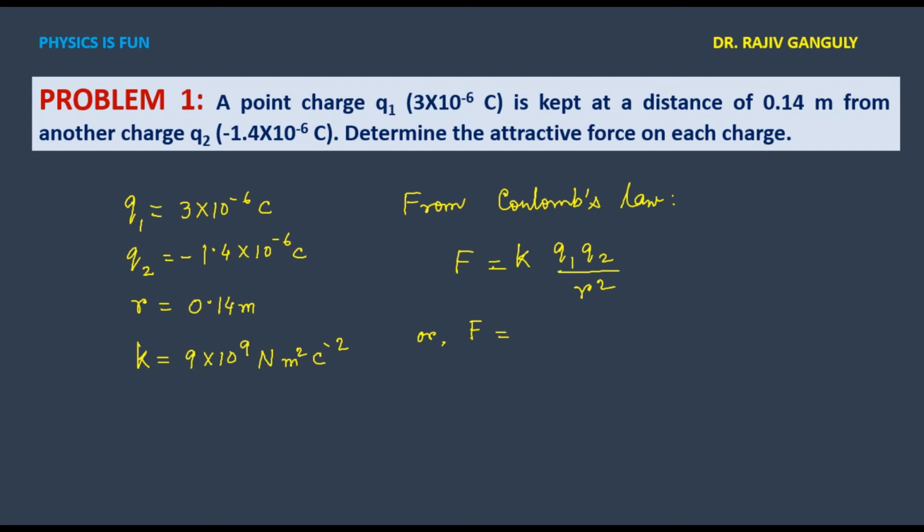So I put an exclamation mark here. This is the area where the students make the majority of the mistakes by choosing the wrong unit. So you choose the unit correctly and put the data. So it is 9 into 10 to the power 9. Then Q1 is 3 into 10 to the power minus 6.